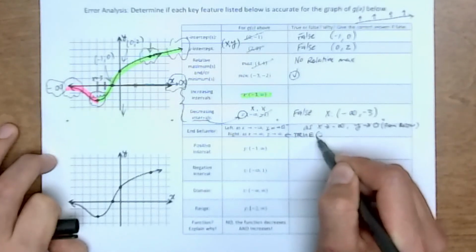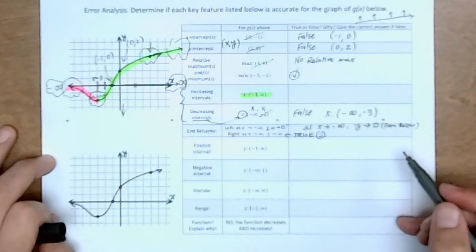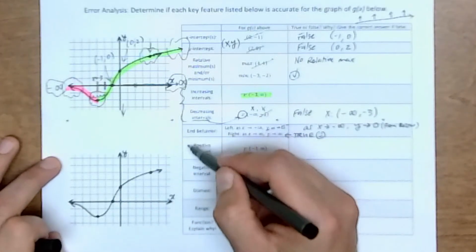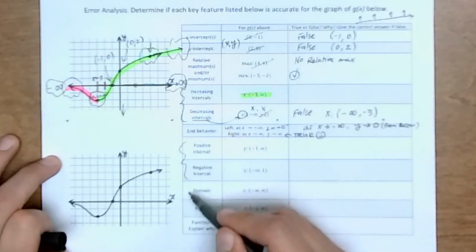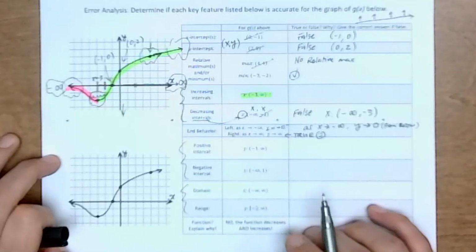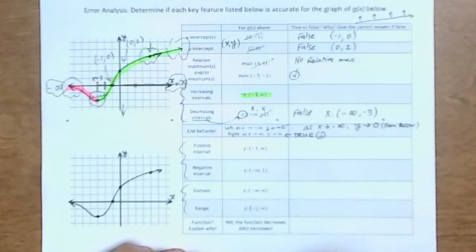So I'll put a smiley face. All right, so just a little bit of an issue there with the negative infinity on the left hand and behavior. All right, now for the positive and negative intervals. These will go together. Domain and range will go together. And then whether or not something's a function is kind of a third separate question here. We are talking about positive and negative intervals.